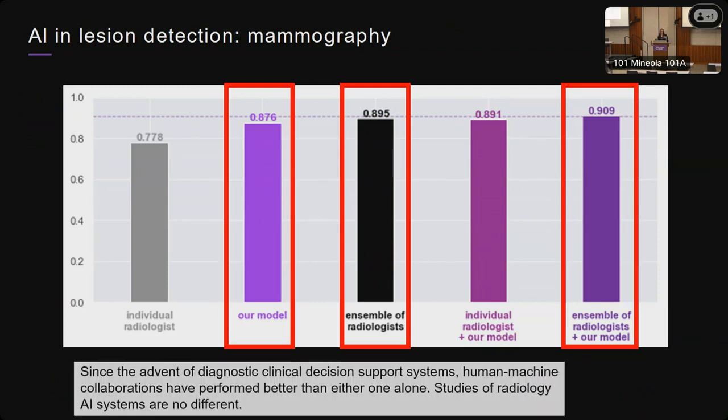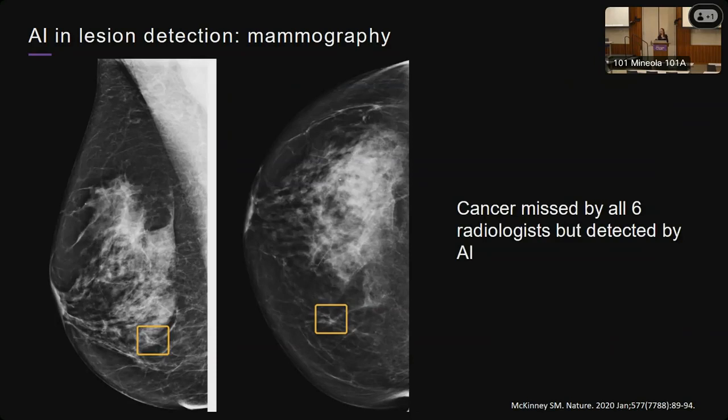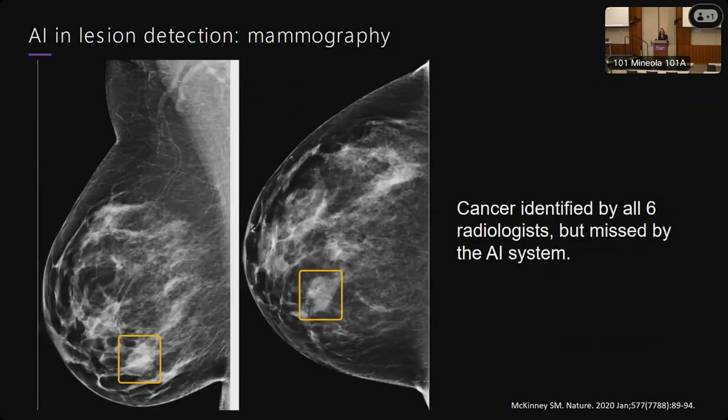And these are some examples not from our study, but I just wanted to show you. This is a cancer circled in the yellow boxes that all radiologists missed in this particular study, but was detected by the AI. And then here's one that all the radiologists found. Seems kind of easy to find, but somehow the AI missed it. And that's because the AI is not seeing what we see. It has its own rules going on. And so together, we still work better with AI than by removing the radiologist entirely.